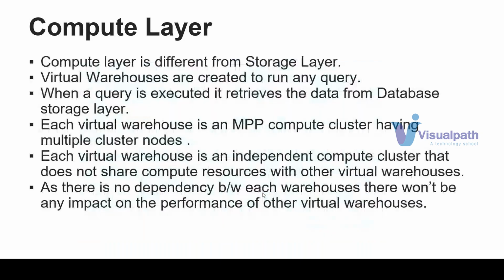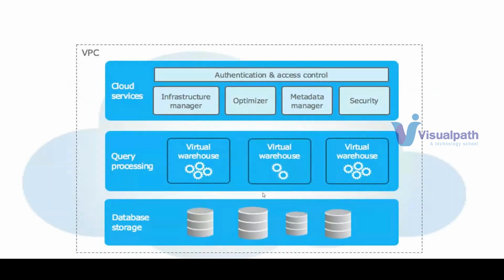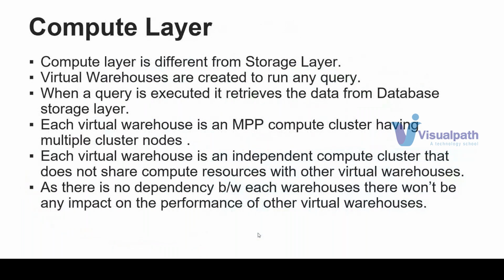So the compute layer is different from the storage layer. When we see the architecture also, they are not coupled or attached. The database storage layer is different and the query processing layer is different. In the compute layer, we need to provide compute resources to perform the actions. To perform the DML and DQL actions, we require RAM, temporary memory, and CPU. All this we need to provide.